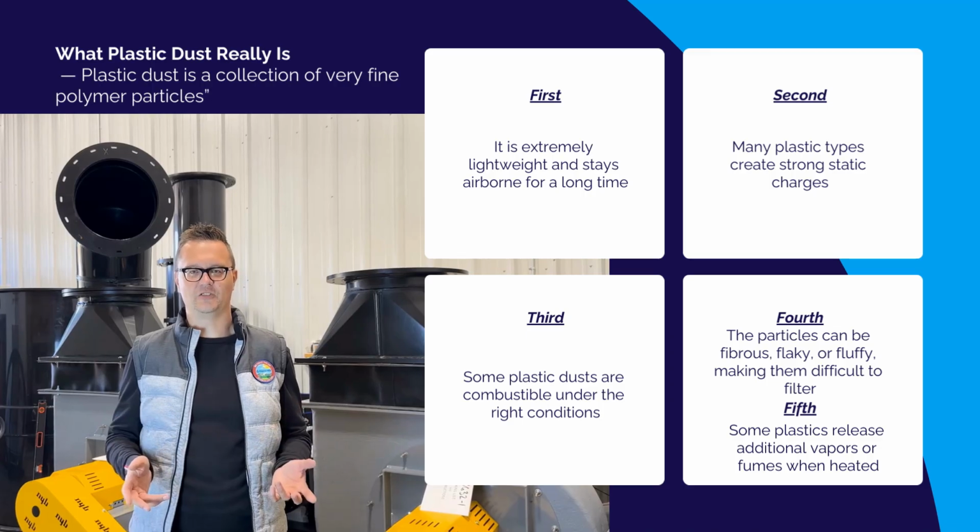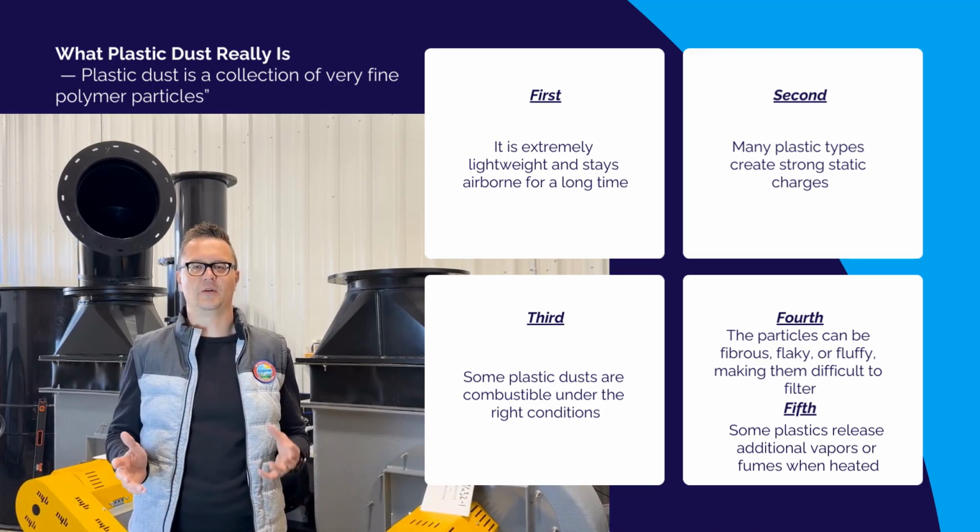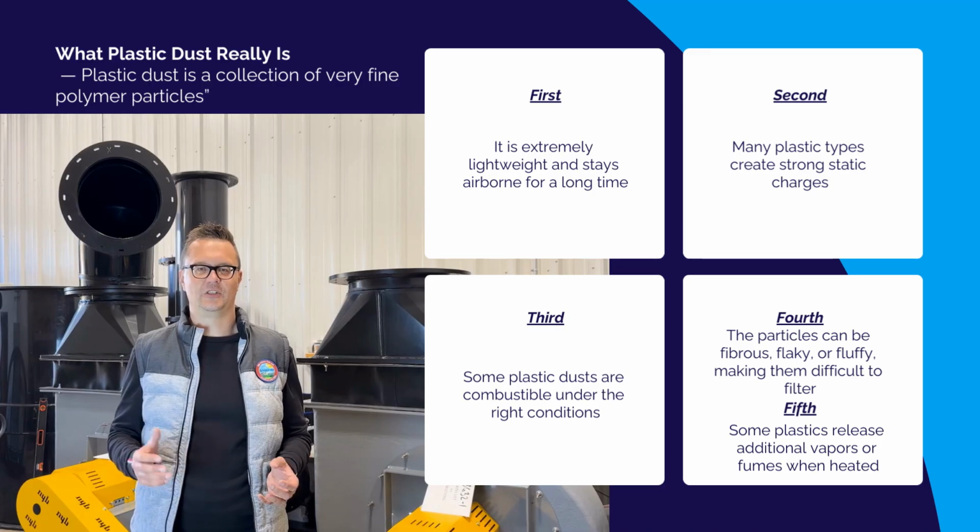What plastic dust really is. Plastic dust is a collection of very fine polymer particles produced when plastics are cut, ground, sanded, milled, shredded, pelletized, or recycled. Typical particle sizes range from 1 micron to several hundred microns, depending on the process. What makes plastic dust unique is this.